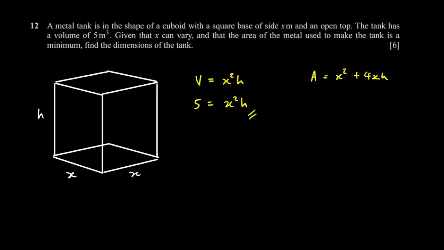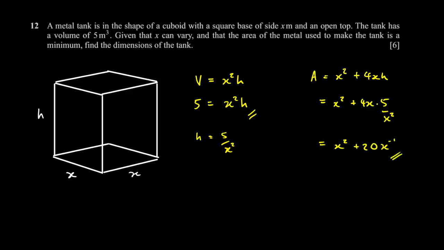And we don't have the one on the top, right? So there's no x squared one here. Why? Because it's an open top. Okay, now we can rearrange this guy here to get h is equal to 5 upon x squared. And we can substitute that into the equation for the area so that we get the area is equal to x squared plus 4x times by 5 upon x squared, which is the same thing as x squared plus 20 upon x, or x to the power negative 1.